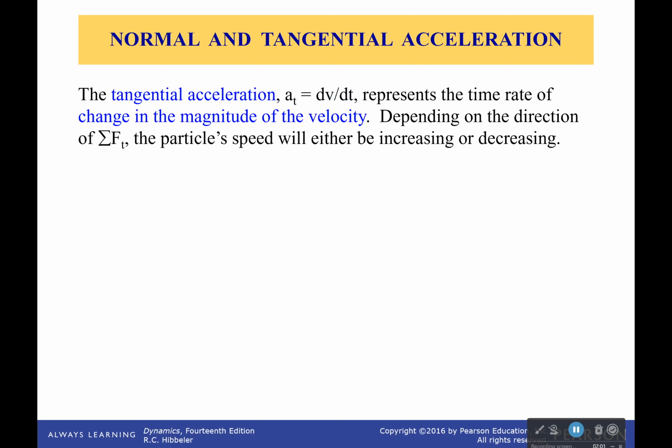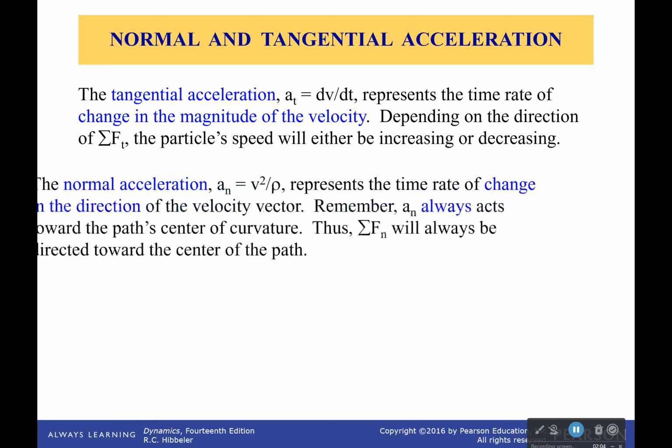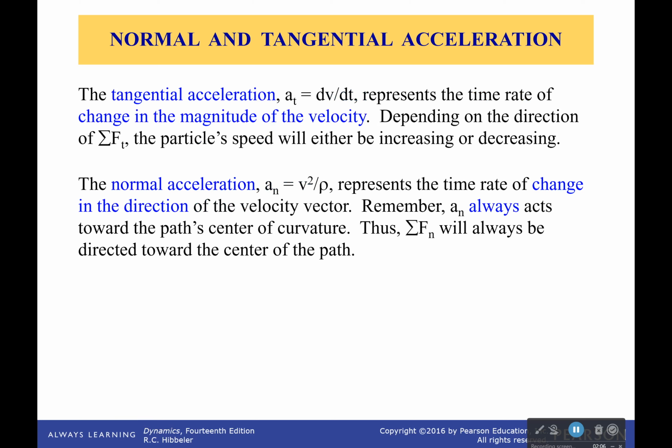However, there are other things we have to take into account. For example, the tangential acceleration, that one's easier to understand. It's simply the time rate of change of the magnitude of our velocity. And depending on the direction of our forces, it will either be increasing or decreasing. The normal acceleration, though, has multiple definitions. We can get it from our equations of motion: the sum of the forces in the normal direction is equal to mass times acceleration in the normal direction. Or we can get it if we know the velocity and the radius of curvature of our path.